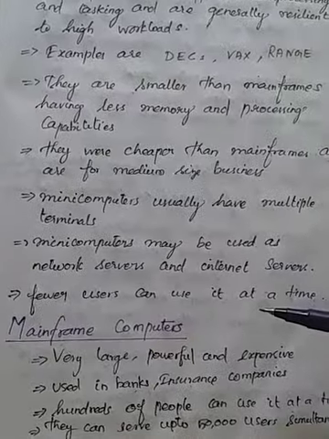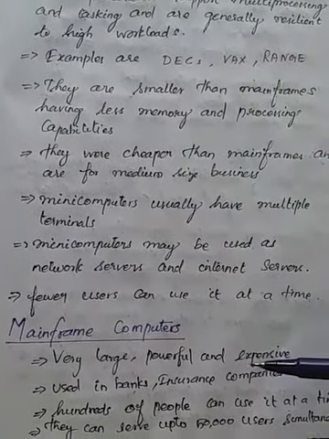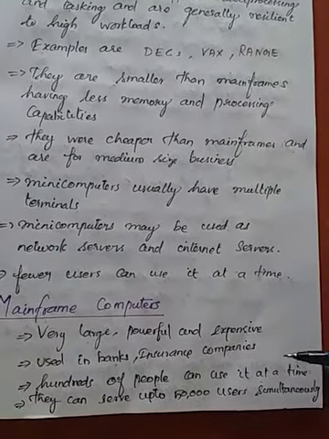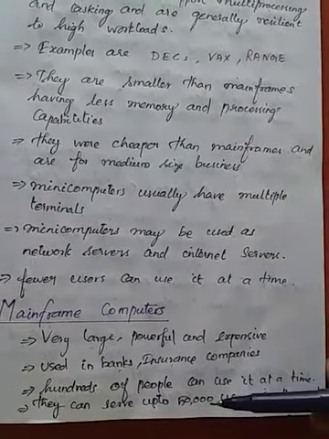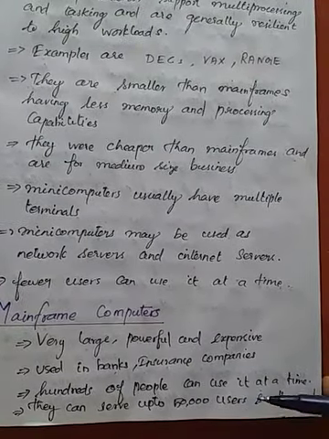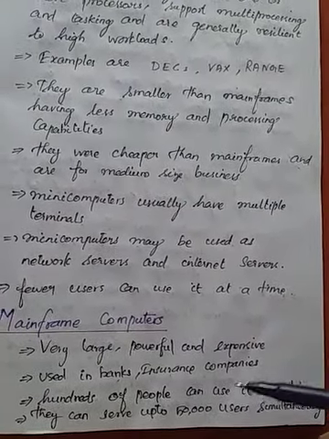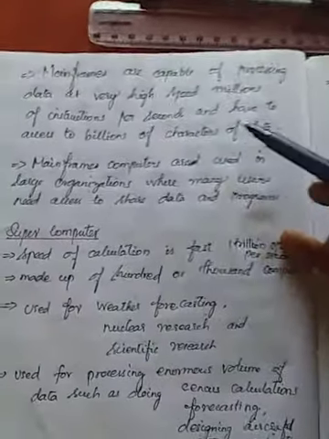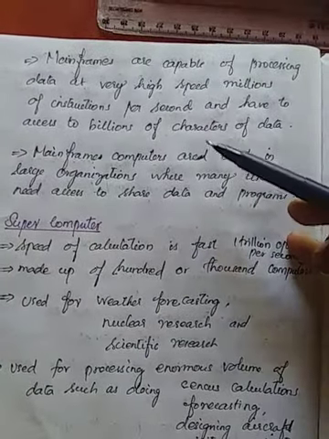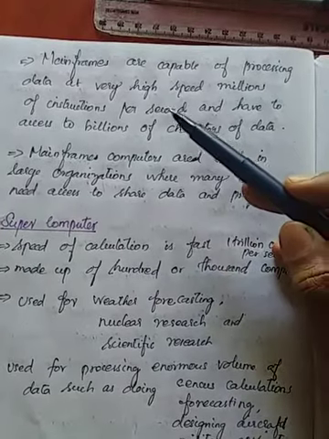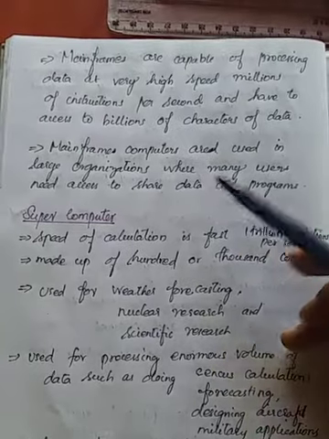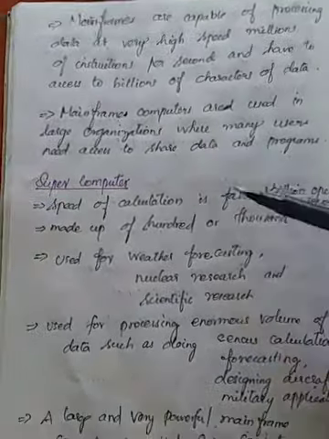And the next one is the mainframe computer. It is very large, powerful and expensive. Here, up to 50,000 users can use and share the data at a time. Normally in banks and insurance companies, mainframe computers are used, and millions of instructions can be executed per second. It is used in very large organizations.